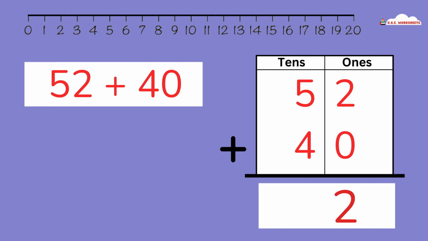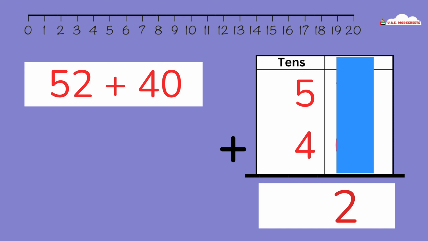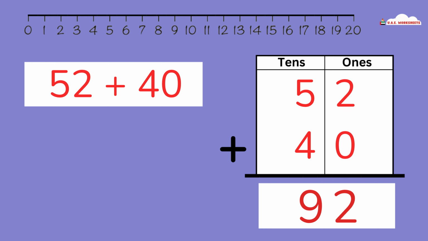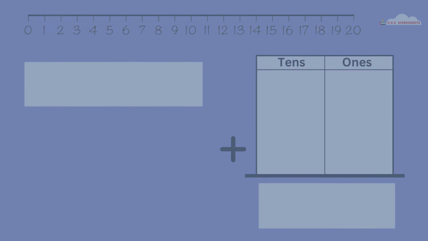Now, let's look only at the tens side. 5 plus 4 equals 9, so let's write 9 at the bottom on the tens side. Now we have our final answer of 92. 52 plus 40 equals 92. Great job!